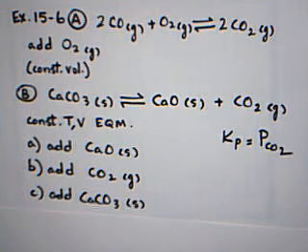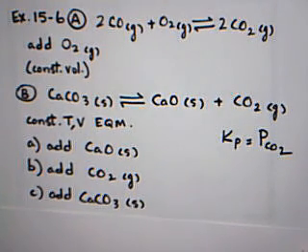And then finally in C, we are adding CaCO3 solid. And for the same reason that we said earlier that adding a solid has no effect on the equilibrium position, that is also the case here because K is just made up of PCO2. And so adding CaCO3 to this system at equilibrium does not affect its equilibrium position. So that's it for practice example 15.6.